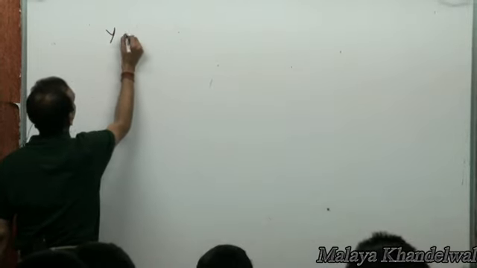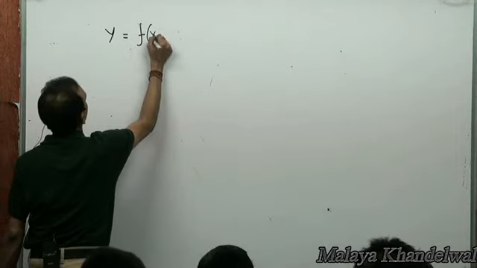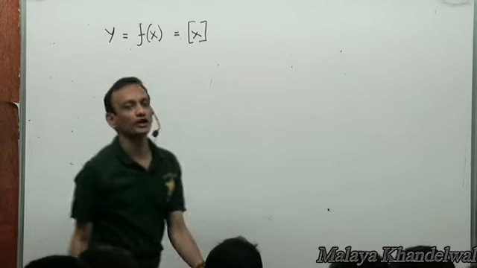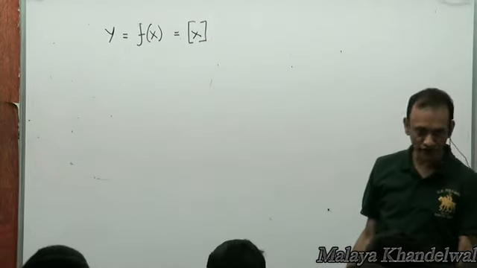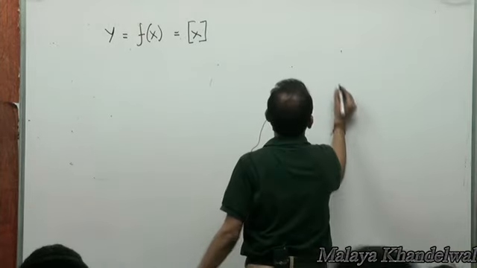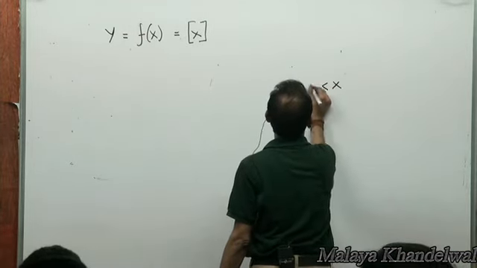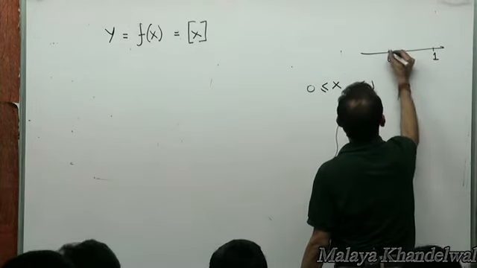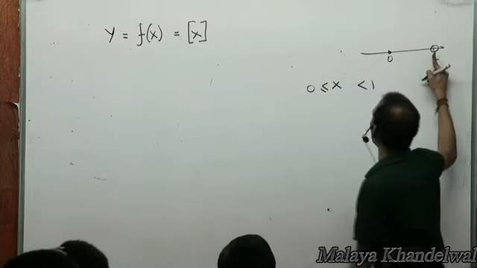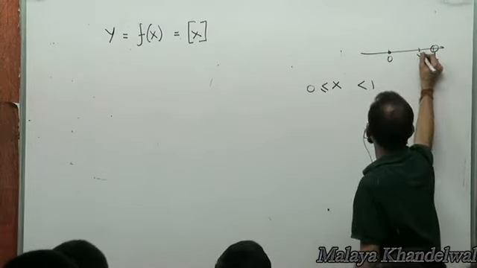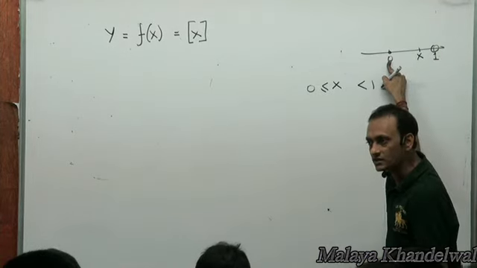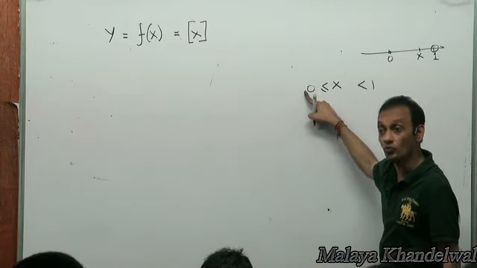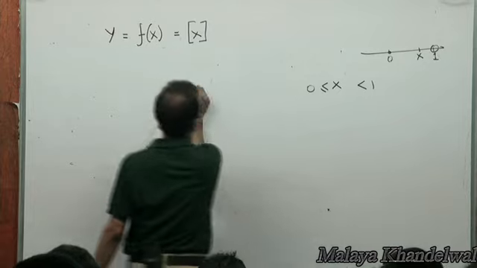Say y equal to f of x equal to box of x. I want to draw the graph of y equal to f of x equal to box of x. Okay. Now, when x has any value between 0 and 1, right? Look at 0 and 1. If x floats from 0 to 1, including 0 but excluding 1, x is anywhere here, then box of x will be 0. If x is greater than or equal to 0, less than 1, box of x will be 0. Yes or no?